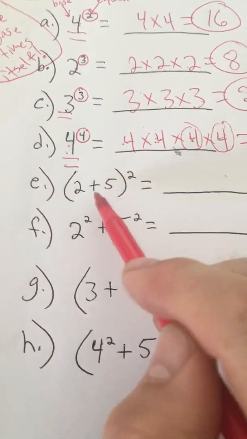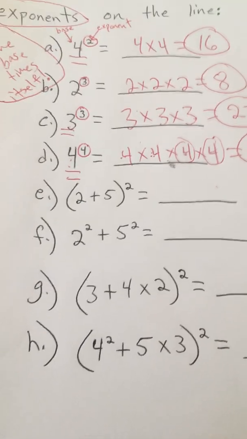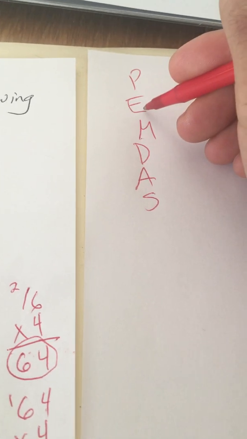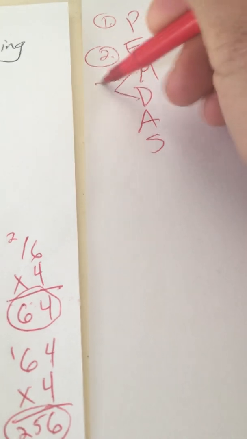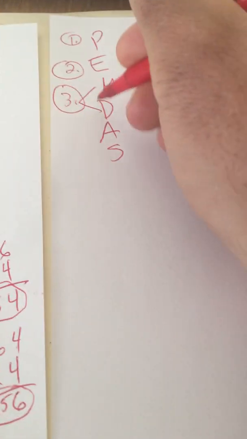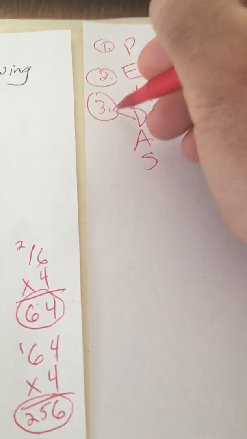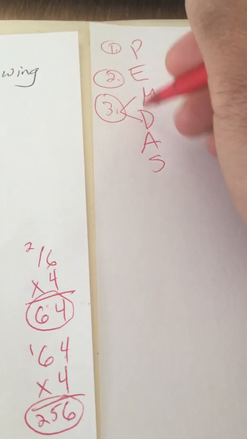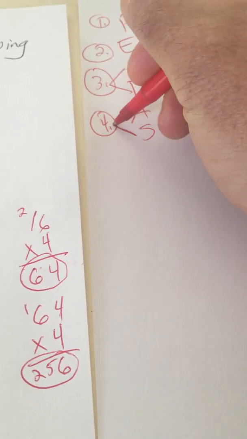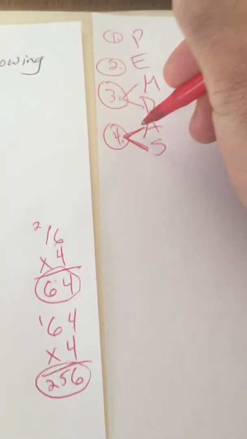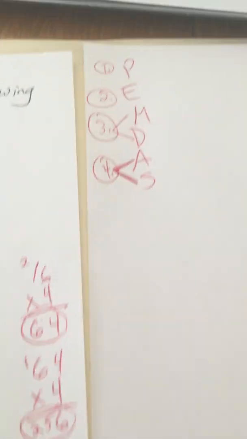Okay, then we're on E, getting a little more complicated every time. Now we have parentheses with an exponent. So if you remember, PEMDAS tells us we do the parentheses first, then the exponent second, then multiplication and division third, whichever one comes first from left to right. And the fourth ones you do would be addition and subtraction, whichever one comes first, left to right.